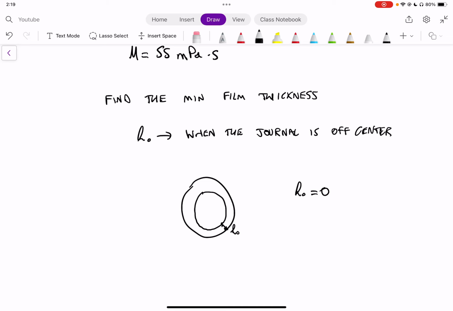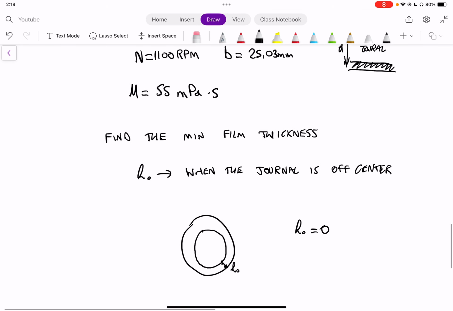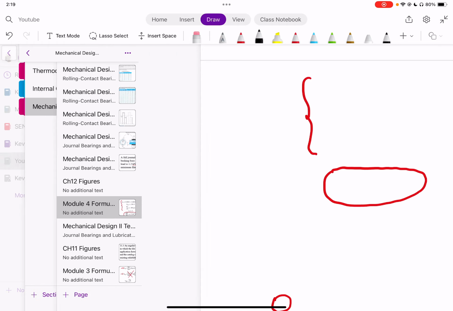And to find H0, we're going to use our tables. And we're going to look at our tables really quickly.